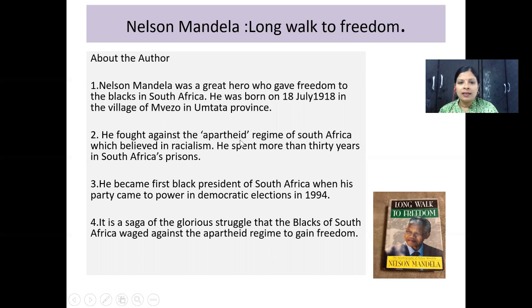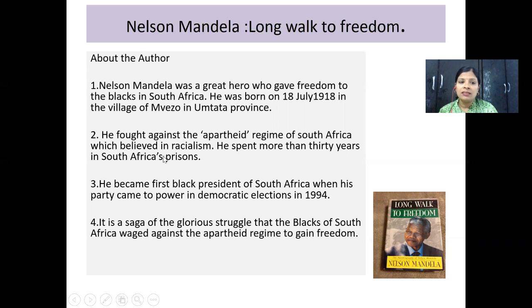He fought against the apartheid regime of South Africa, which believed in racialism. Children, apartheid is nothing but discrimination based on color, right? Based on color, the people were segregated into two groups, that is whites and non-whites. And non-whites were treated in a very cruel manner. So the apartheid regime was very turbulent for blacks.